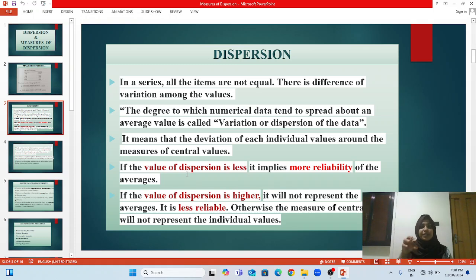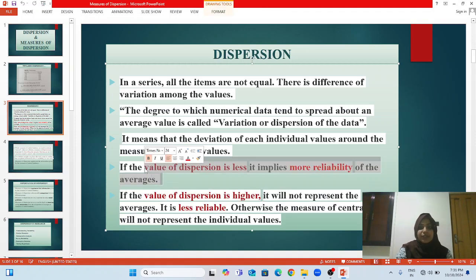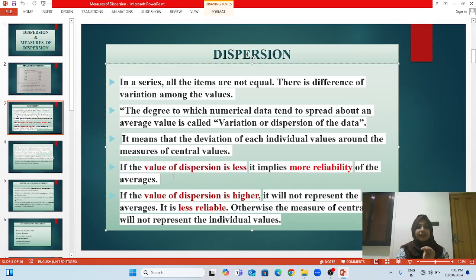If the dispersion is more, that means the spreading of data is more, then the average is less reliable. If the data spreading is less, then the mean value approximately represents the individual observations. So the reliability is judged on the basis of dispersion. If the reliability of the average is high, that means the data is less dispersed.